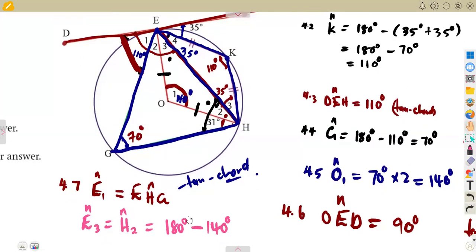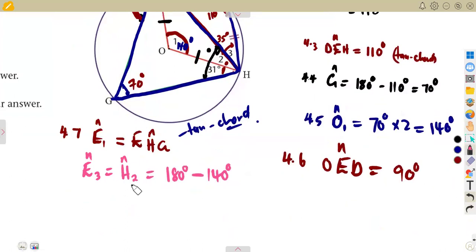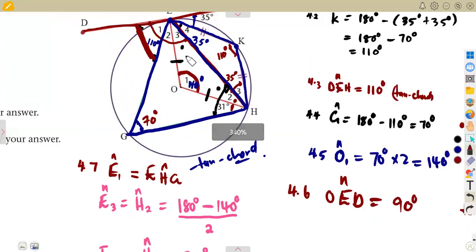So how do you determine one of these? Because we are saying they are equal, you divide by 2. So our angle E3, which is equal to angle H2, is given by 180 minus 140. That's 40 there. Then 40 divided by 2 will be 20 degrees. Or just use your calculator at once. So if E3 is 20 degrees, this is also 20 degrees.